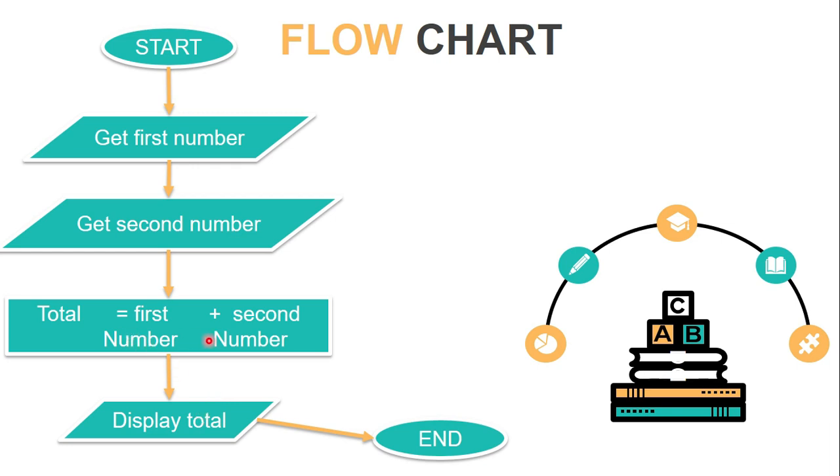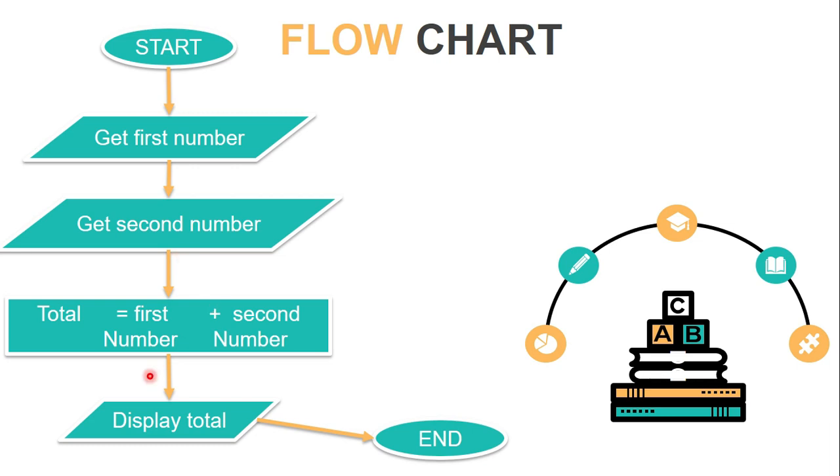Here, this is used to represent the process of the calculation. I have written getting the first number and second number in two steps. Also, you can write it in the same step. These arrows are used to represent the flow or the order of steps to follow.